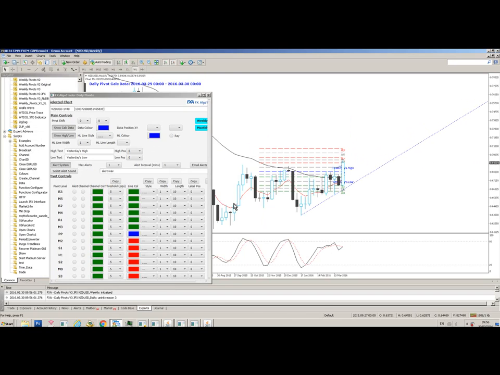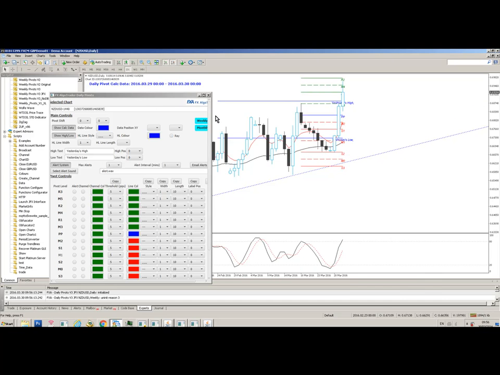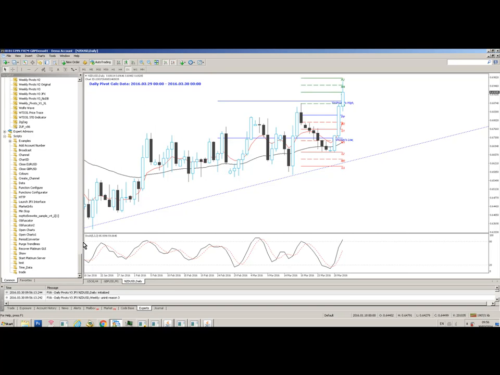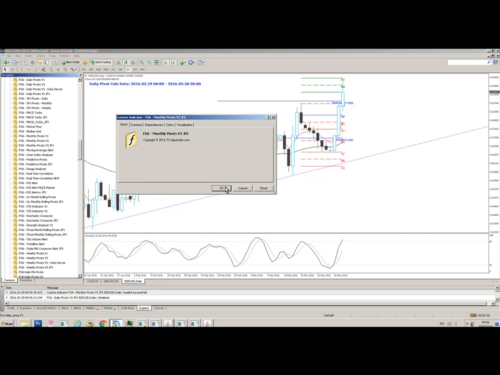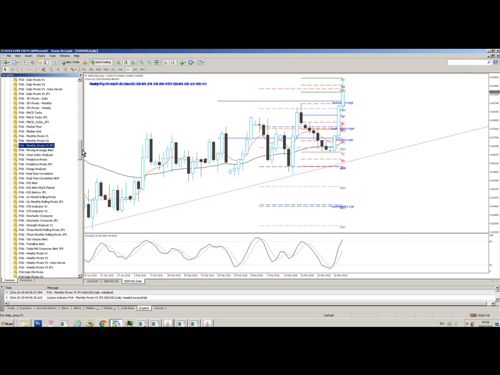You can now see here we've got some interesting information on the screen. You can start to see these pivot levels, multi-time frame pivot levels. These are just dailies, but we can obviously load the weeklies and monthlies if we want to, simply by going to the indicators, and I'm going to load the monthly pivots, JFX version, and we'll also stick on the weeklies as well.